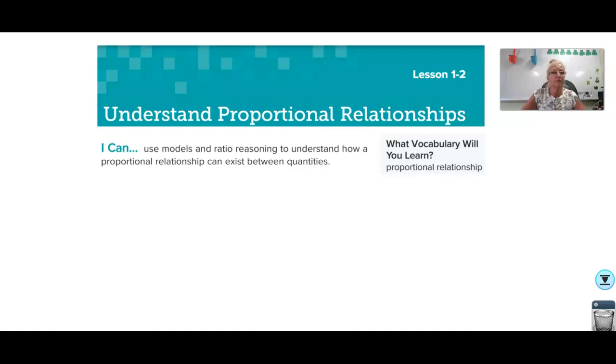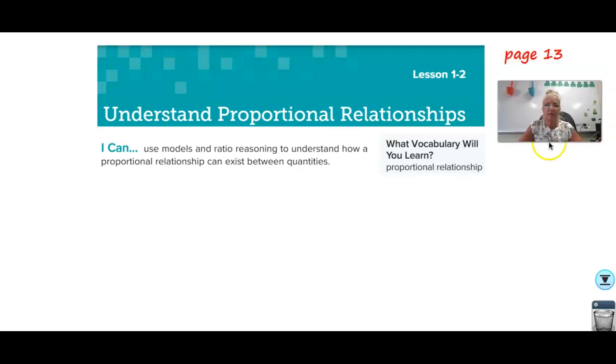Okay, proportional relationships begins on page 13 of your workbook. Page 13 of your workbook. Your I can statement: I can use models and ratio reasoning to understand how a proportional relationship can exist between quantities. The vocabulary for this lesson is just one phrase, proportional relationship.